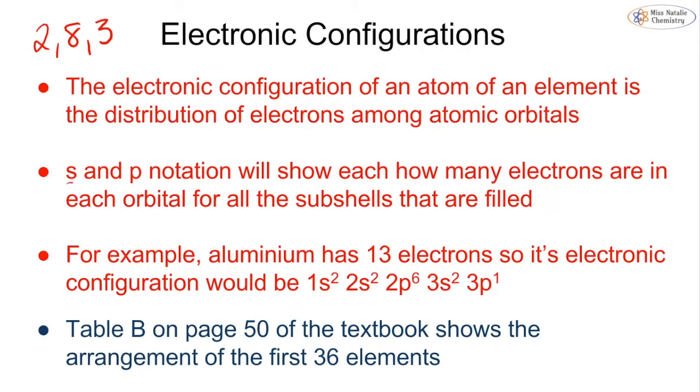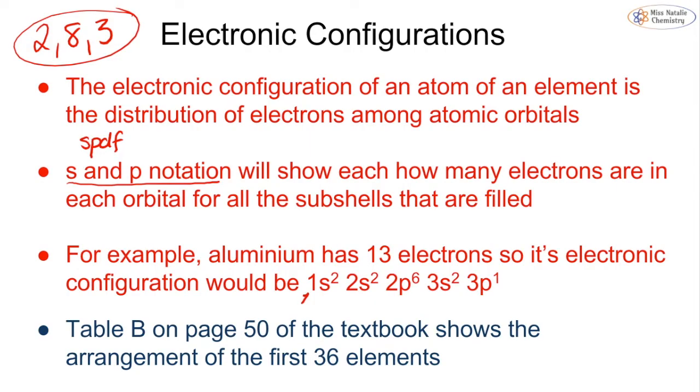And we call this s and p notation, or sometimes it's written as spdf notation. This shows how many electrons are in each orbital for every subshell that's filled. So basically we're taking this 2,8,3 and we are expanding it. If we use aluminium as our same example, the first shell is made up only of s orbitals, so that would have 2 electrons in the first shell in the s orbital.